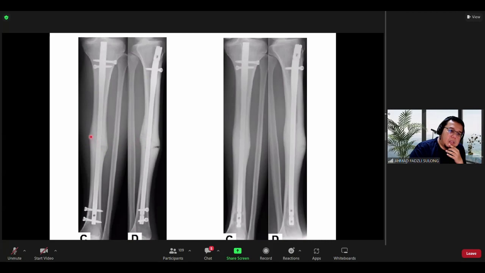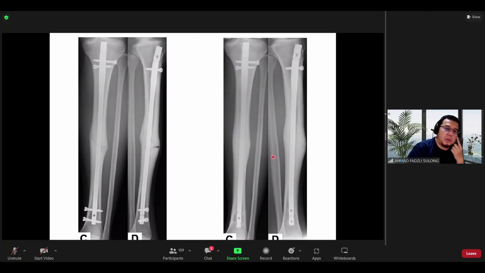If you see closely, dia ada macam bone going across, okay? So that is what we call bridging callus. So in this case, it is considered union. Okay, the fracture has already united. When you go to this side, there is no more fracture line. Dia ada sikit dekat depan ni. So this one dah considered consolidated.